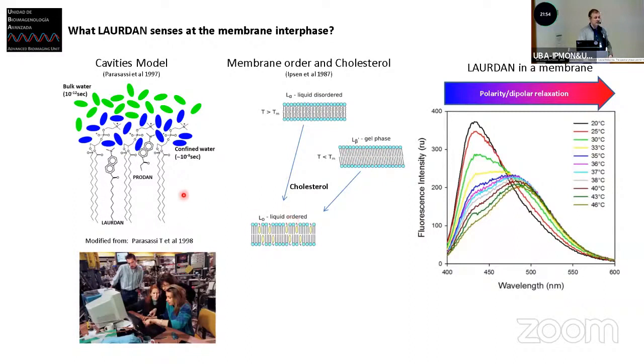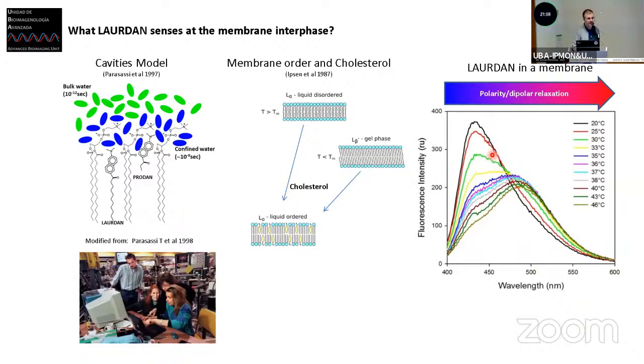And this is an example of Laurdan in membranes, and if you increase the temperature, you see the spectra start from this black curve here and end up in this green-brown. So you have a strong shift, more than 30, 40 nanometer spectral shift, Stokes shift, which is very, very important.